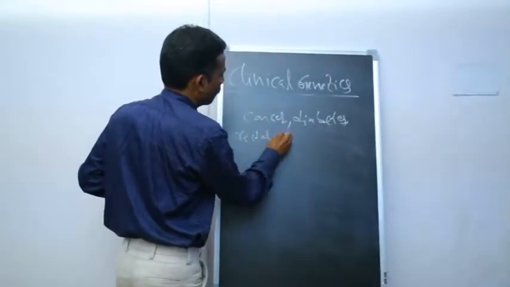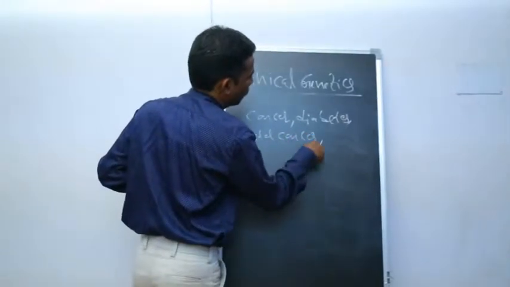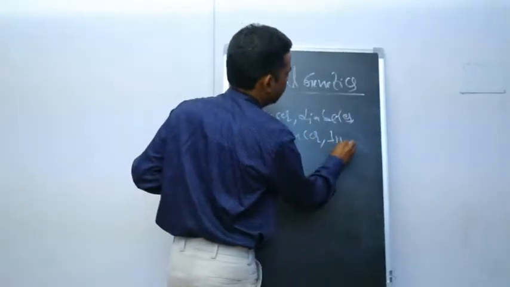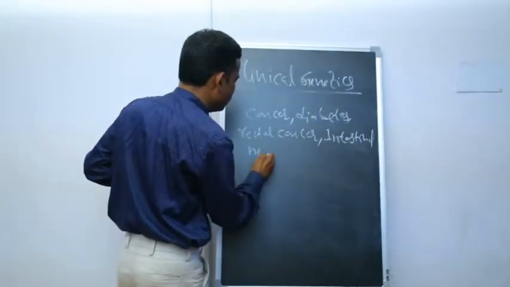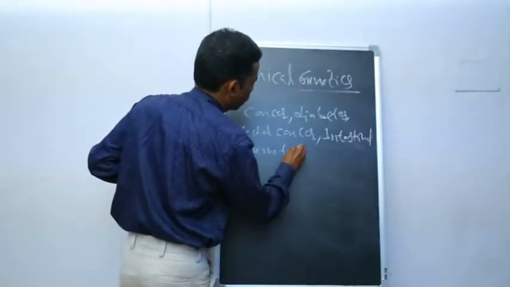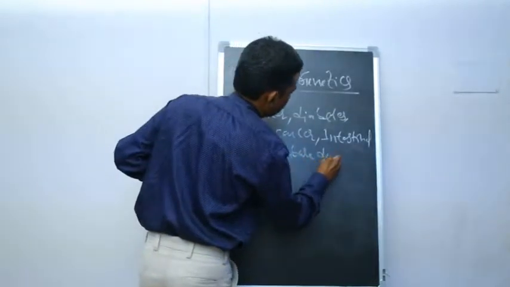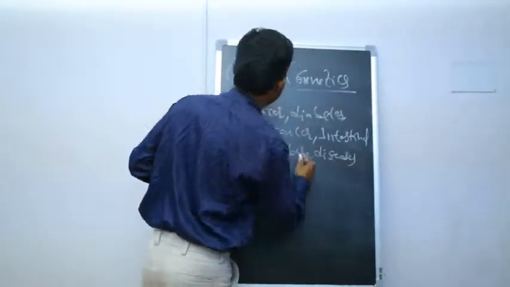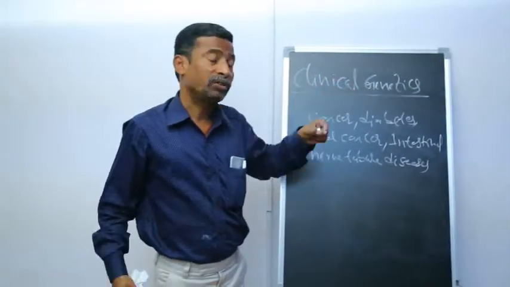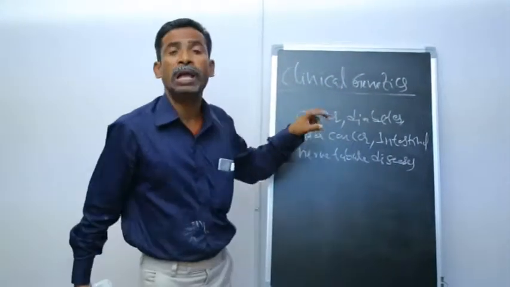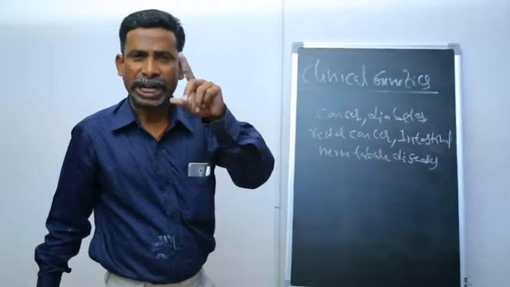rectal cancer, intestinal cancer, and neural tube disease. These are the genetic defect diseases. How does this occur? Due to the lack of some traits.